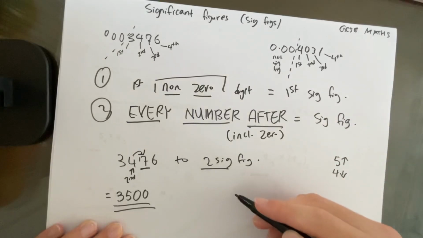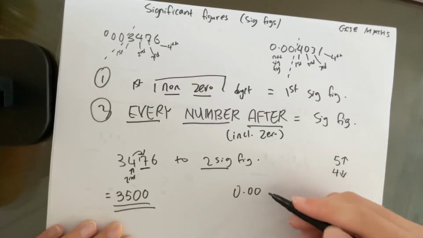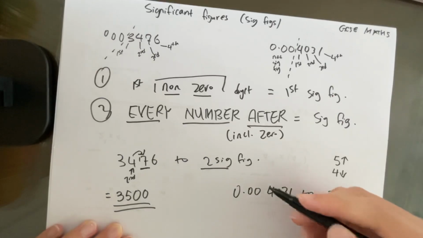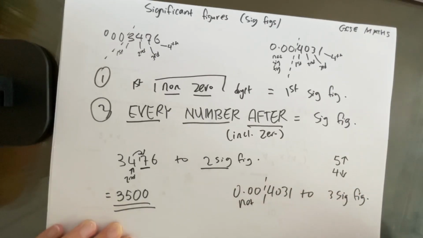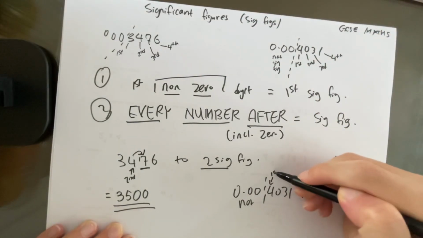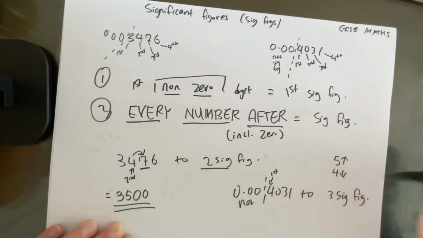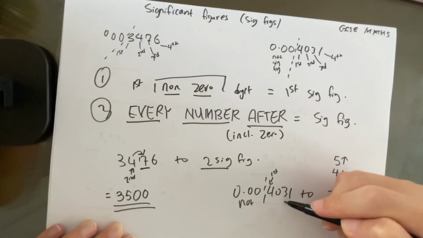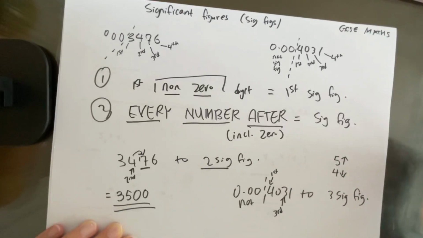Let's look at the decimal one here. 0.004031 to, let's do 3 sig fig. Remember, all of these zeros are not sig figs, right? The first non-zero digit is the first significant figure. So this is going to be the first one. And everything that comes after it is a significant figure. So first one, second one, and this is our third one. The third significant figure is the 3. And we're going to look at the digit that comes right after it, the 1. Well, the 1 is definitely smaller than 5, so it's going to be rounding down, right?